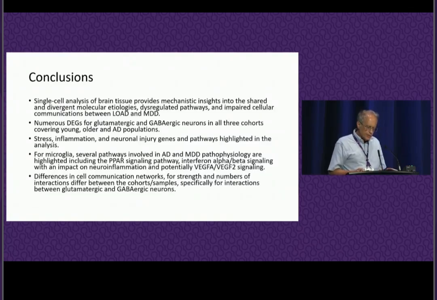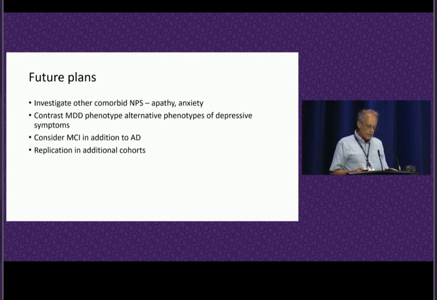In conclusion, the single-cell analysis of brain tissue provides mechanistic insights into the shared and divergent molecular etiologies, dysregulated pathways, and impaired cellular communication networks between LOAD and MDD. Future plans include investigating other comorbid NPS, including apathy and anxiety, replication. The PsycAD Atlas will be a great resource for this, and delving into some of the biology that was highlighted from the analysis.